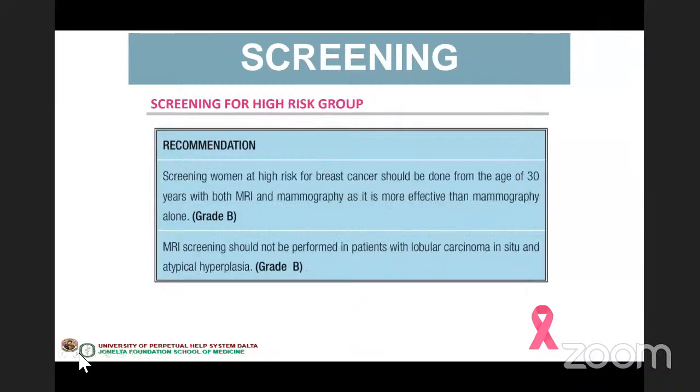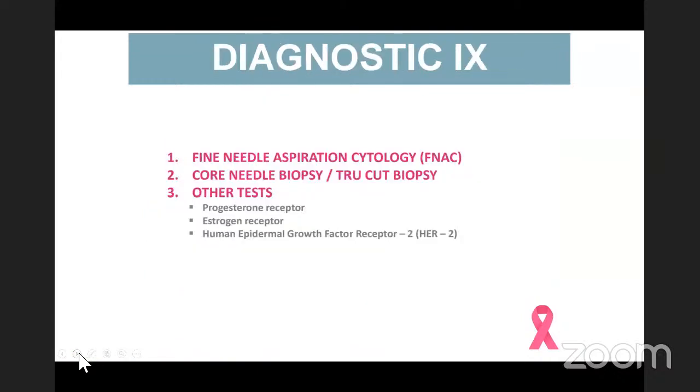Okay. For high risk, at 30 years, you do your MRI and your mammography, okay, because it's more effective that way. So MRI screening should not be performed in patients with lobular carcinoma in situ and atypical hyperplasia. Of course, your diagnosis would be biopsy. Other tests of importance would be your progesterone receptor, your estrogen receptor, and your HER2 factor.